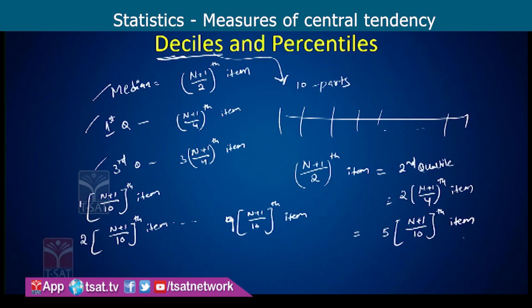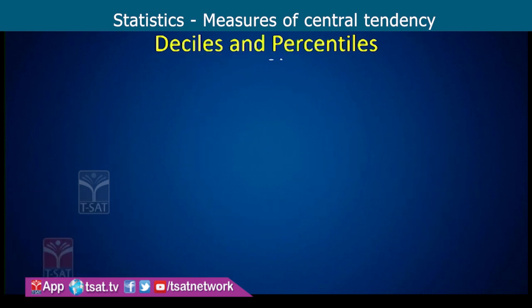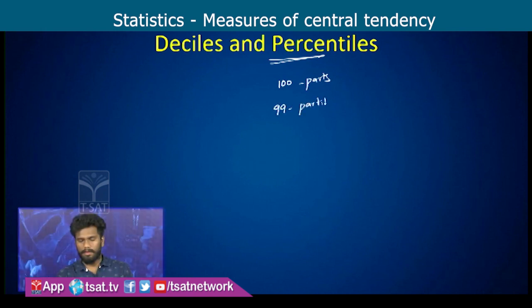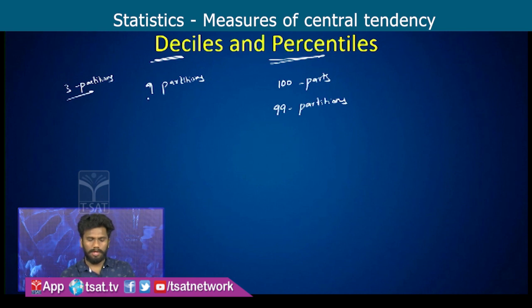In the same way, the percentiles. Percentile will divide the data into 100 parts. To divide into 100 parts, how many partitions are needed? We need 99 partitions. In deciles we need only 9 partitions, and in quartiles 3 partitions. So this you have to remember: percentiles need 99 partitions, deciles 9 partitions, quartiles 3 partitions.